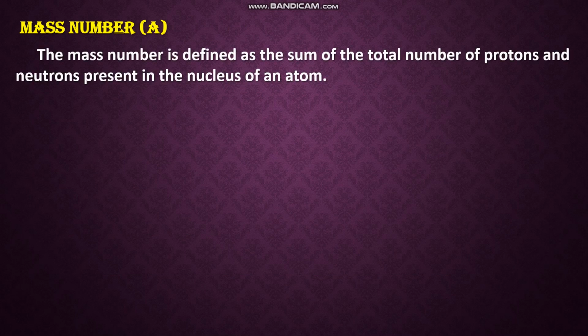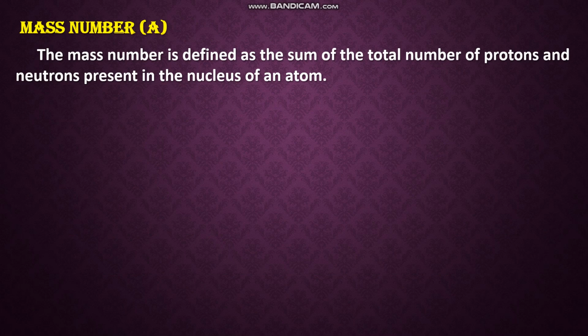Now, let us see what is mass number. Mass number is the total sum of the total number of protons and neutrons present in the nucleus of an atom. You know, in the nucleus there are two particles, protons and neutrons. And you have learnt already almost all the mass of an atom is concentrated at its center called nucleus. So, the total number of protons and neutrons, that is called the mass number.